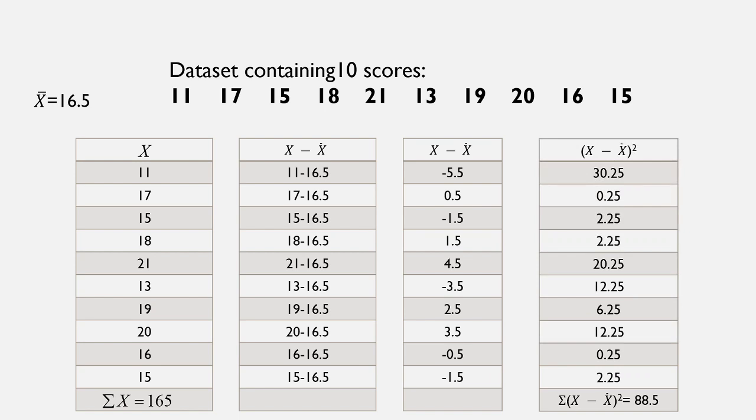Square them. Do not neglect to square them. Recall that if you add up this column, it will be 0 and it will be useless. Square the deviations in this last column and then sum them up thusly. Okay, so this value, your sum of squares, you're going to use that to calculate your variance and standard deviation.